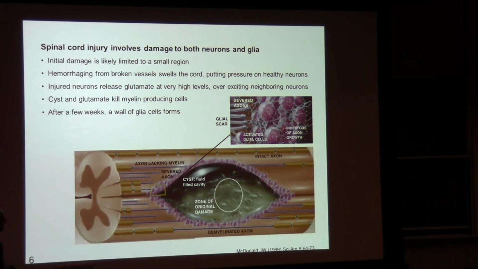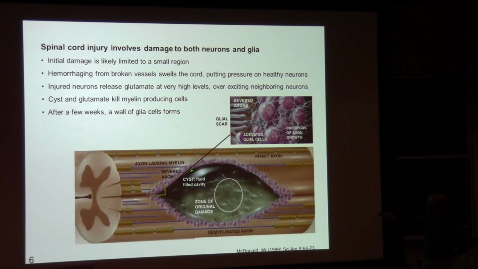So what happens when there's damage like this to the spinal cord? The first thing that happens is that the initial damage area is likely quite small. The neurons here are going to be damaged, and the blood vessels that are running through here are going to break. When the blood vessels break, they seep out blood, and that causes pressure on the spinal cord. It's that pressure that then acts on those myelin-generating glia cells and prevents them from receiving oxygen. So this cyst forms, this fluid-filled cavity forms because of the breaking of those blood vessels.